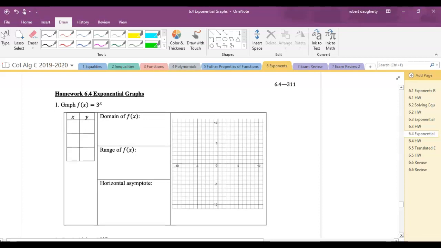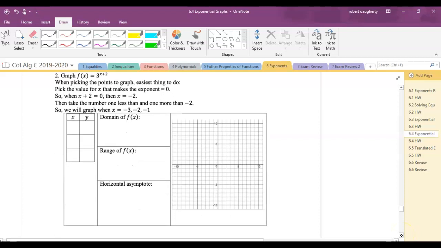Okay, so notice, guys, in the homework, I'm not giving you these points, okay? So what points am I going to pick here? 0, and I pick a number on either side, negative 1 and 1, okay? And then when I get to, let me scroll down to this guy. If I'm graphing 3 to the x plus 2, okay? If x plus 2 is 0, what is x? Negative 2. I'm going to write that number right there. What number's on either side of that? Negative 3, negative 1. Okay?